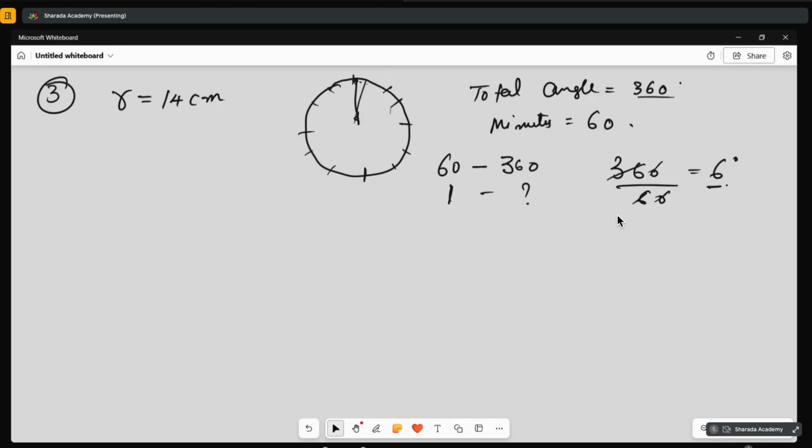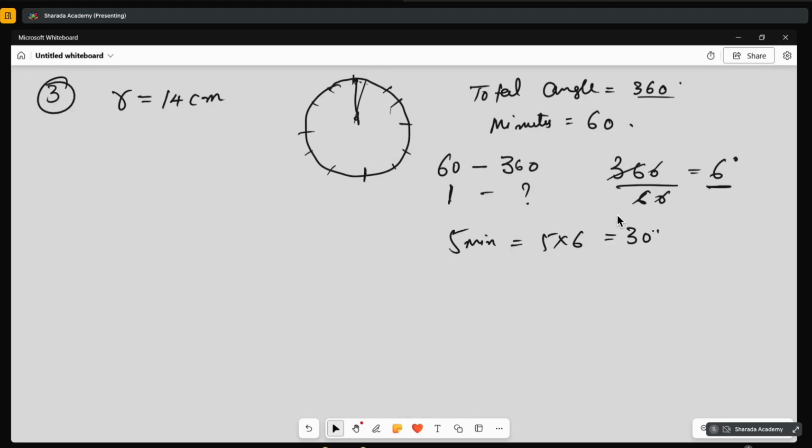Understood? Now again I repeat, see here, this is a common problem they will give. Total angle here is 360 degrees, and how many minutes are there? 60 minutes. So for 1 minute, how much angle will it cover? 360 by 60, that is 6 degrees. See here, I have written 1 minute, not 5 minutes. So for 5 minutes, it will be 5 into 6. So 30 degrees will be the sector.